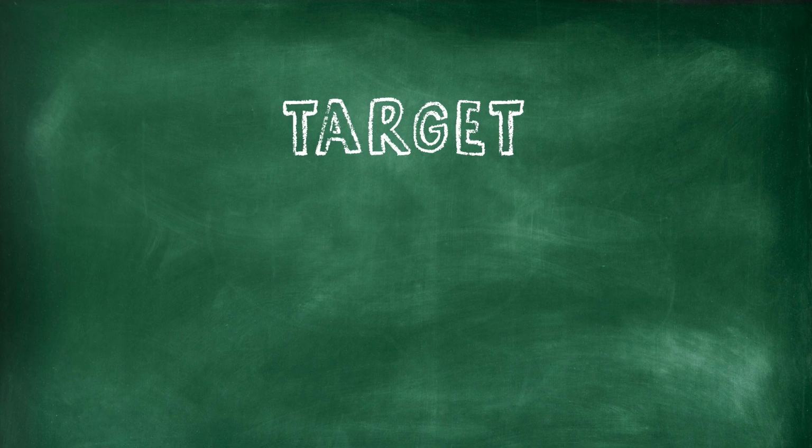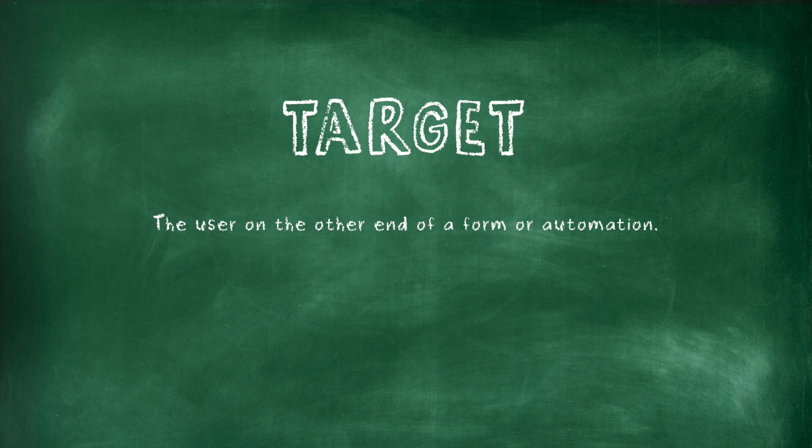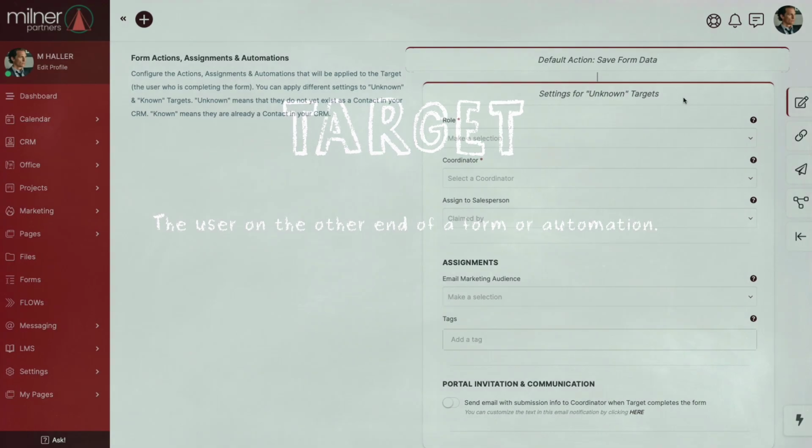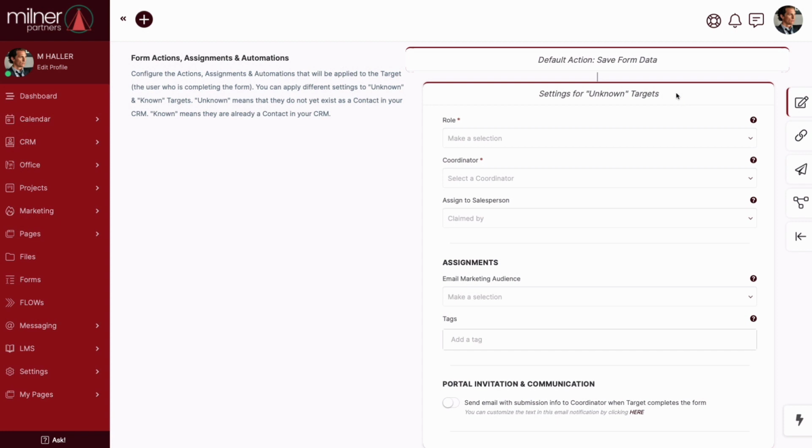Now, what about a target? Simply put, it's the user on the other end of a form or automation. Now, I know you've come across this when creating a kickoff form. So just remember, the target is the person filling out the form.